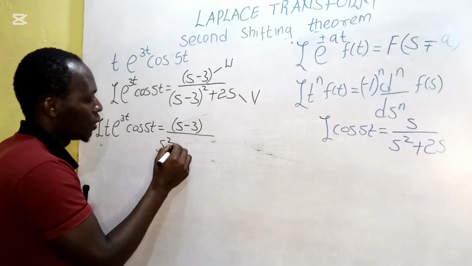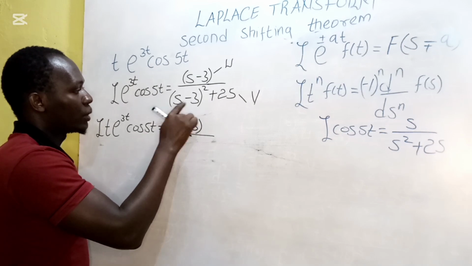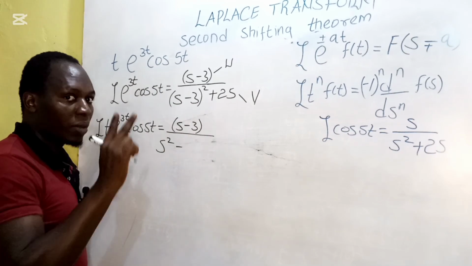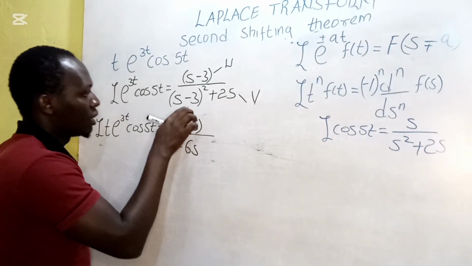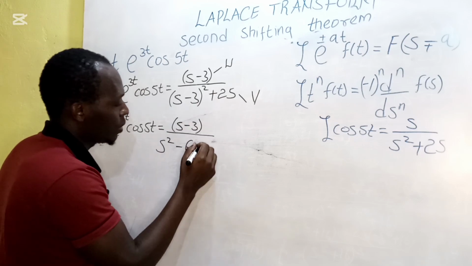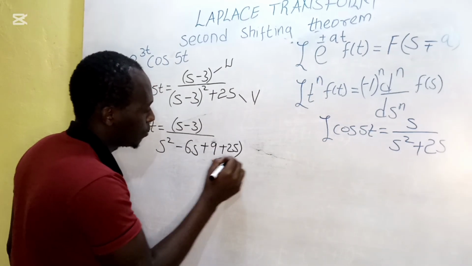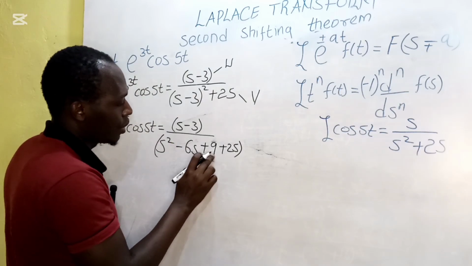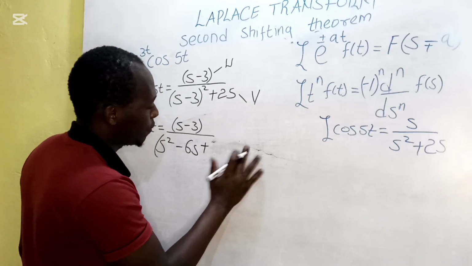We subtract s times 3 times 2, we are going to have 6s. We come and take negative 3 squared, we are going to add 9. We add 25. These two, when we add them together, we are going to have 34.